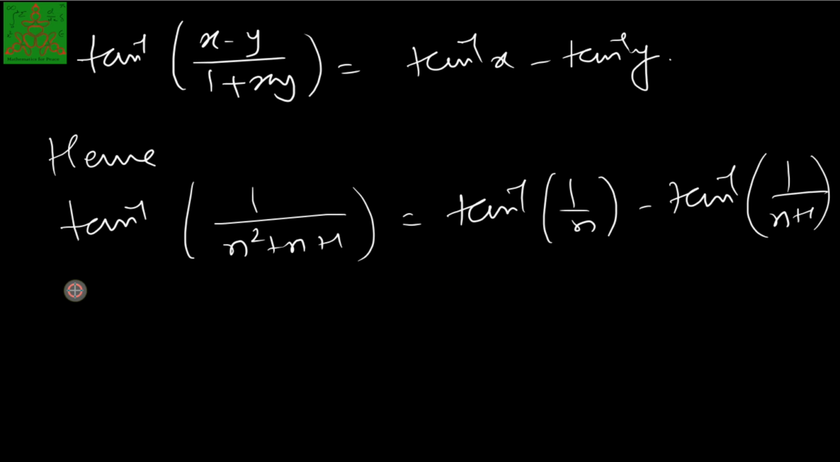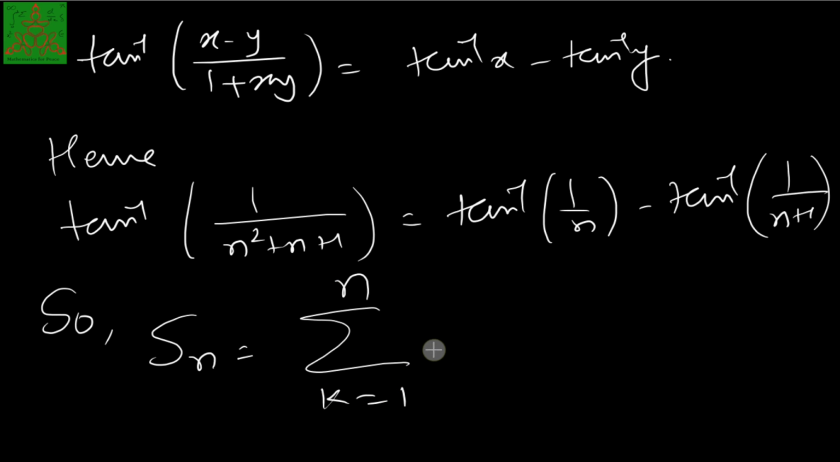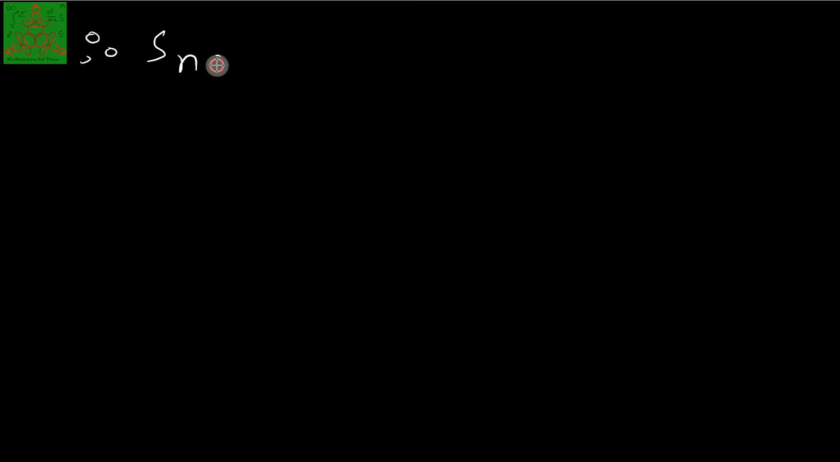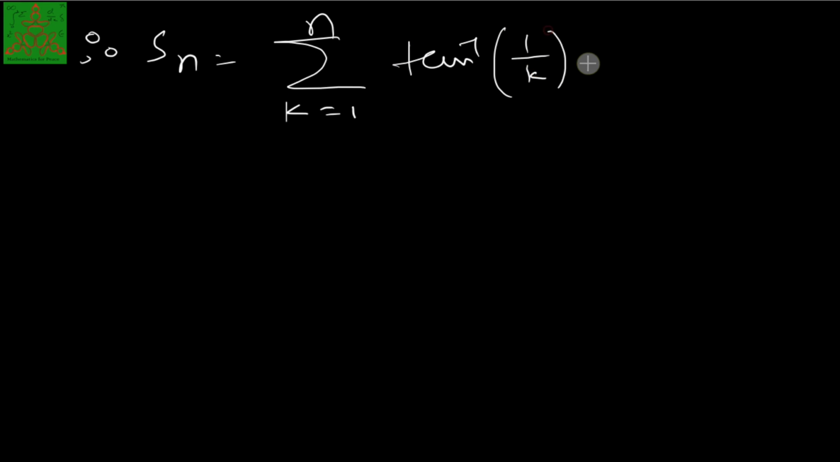So now what will be the Sn we have? Sn is the summation, k running from 1 to n, of tan inverse of 1 upon k square plus k plus 1. And if you substitute this value here, therefore Sn is the summation, k running from 1 to n, of tan inverse of 1 by k minus tan inverse of 1 by k plus 1.